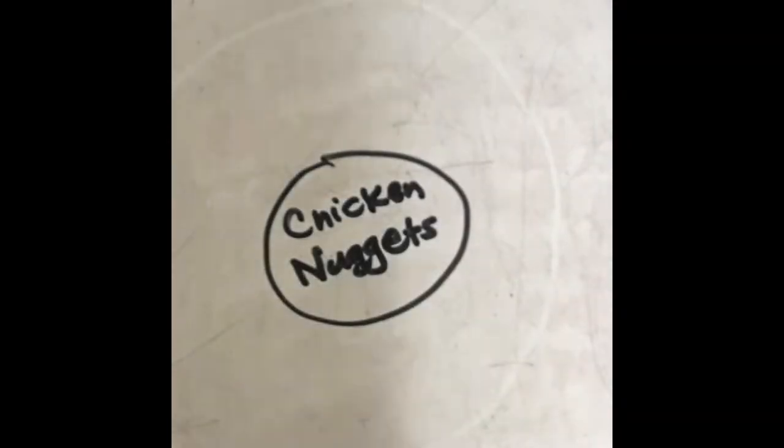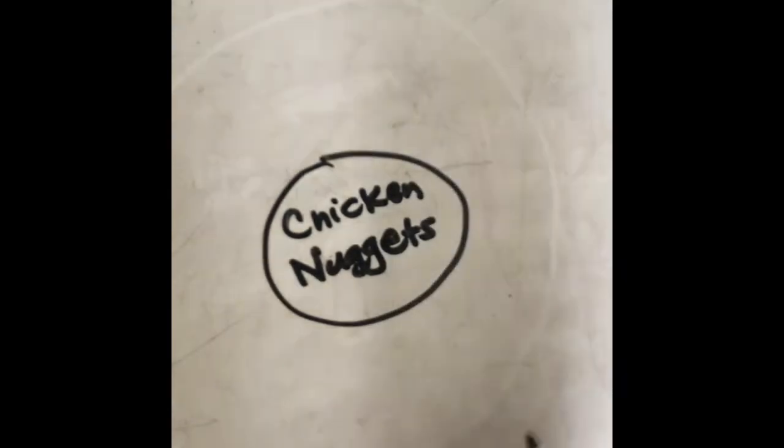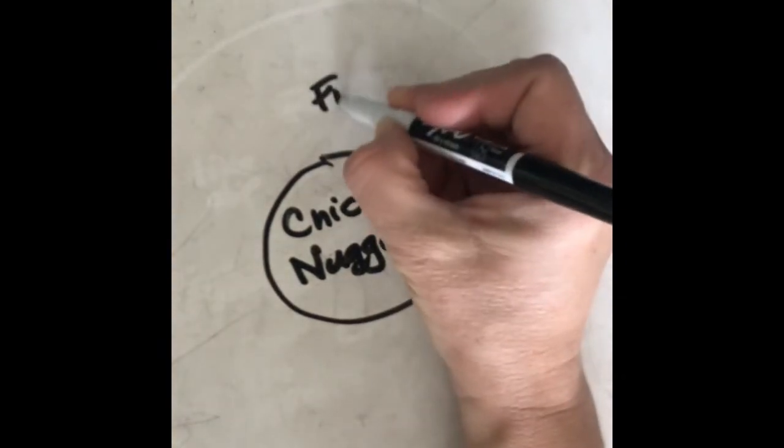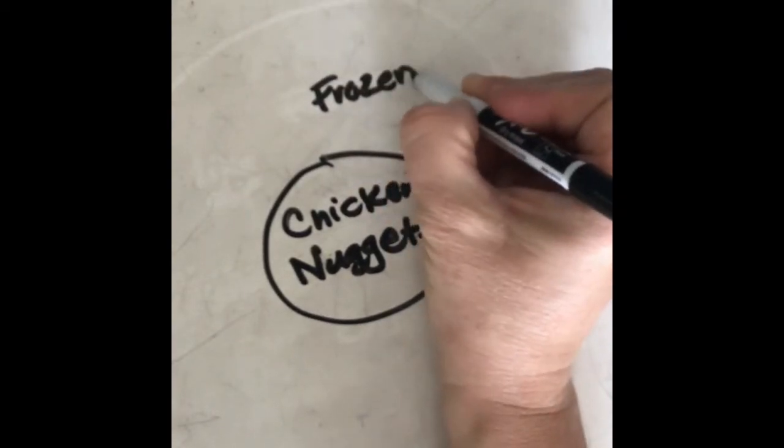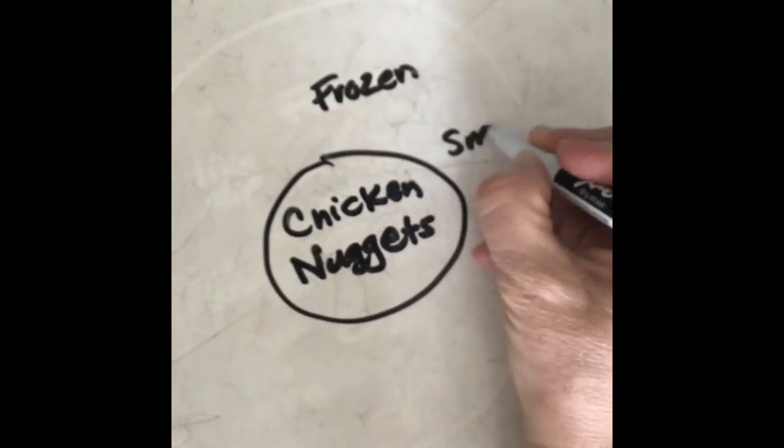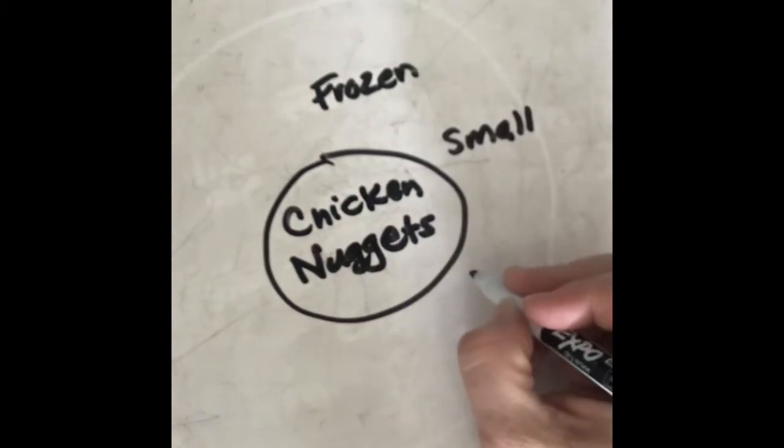All right, so my first step is going to be to brainstorm about my recipe. I'm going to be writing about how to make chicken nuggets. So the first thing I know is when I get chicken nuggets, they come frozen. I also know that they're not very big. They're small, so I'm going to write small. I know they're made of chicken.